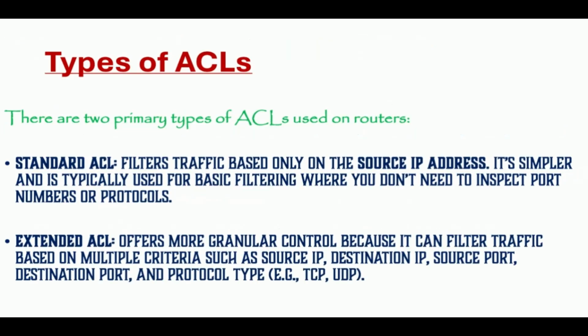Types of ACLs. There are two primary types of ACLs used on routers. Standard ACL filters traffic based only on the source IP address. It's simpler and is typically used for basic filtering where you don't need to inspect port numbers or protocols. Extended ACL offers more granular control because it can filter traffic based on multiple criteria such as source IP, destination IP, source port, destination port, and protocol type, TCP, UDP.